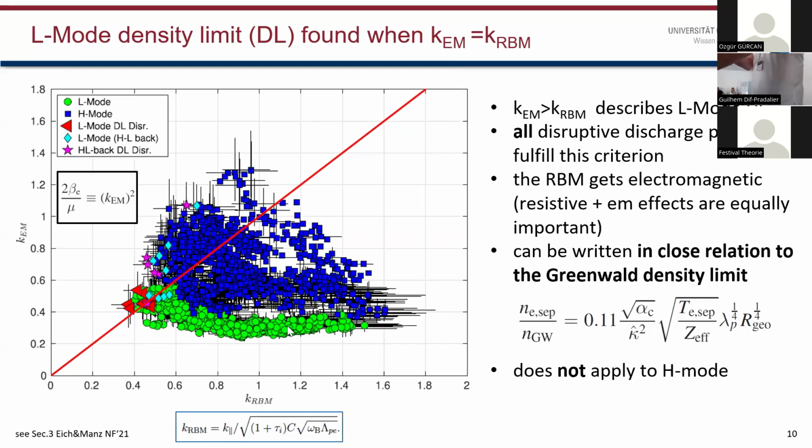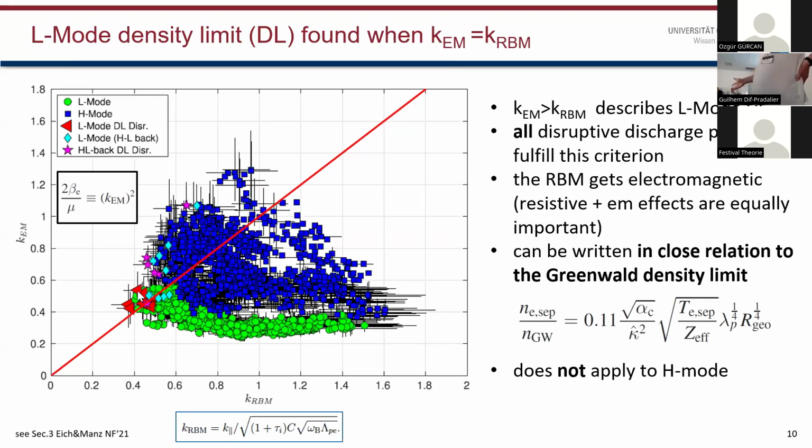And then you see at the point where the resistive ballooning mode gets electromagnetic, so the wave numbers are the same, then you get a disruption. And for all L modes, this is working, and it's pretty fine. All disruptive phases fulfill this criterion. If they are in high confinement mode, it's not. So it's just for L modes, the criterion does not count.